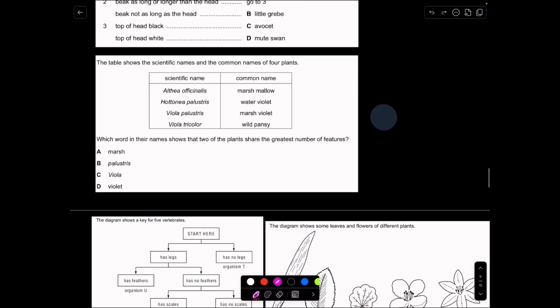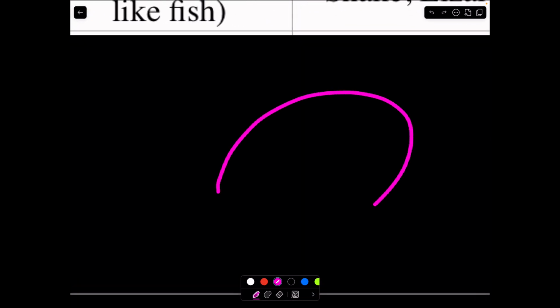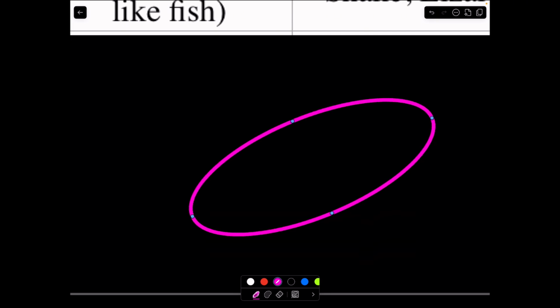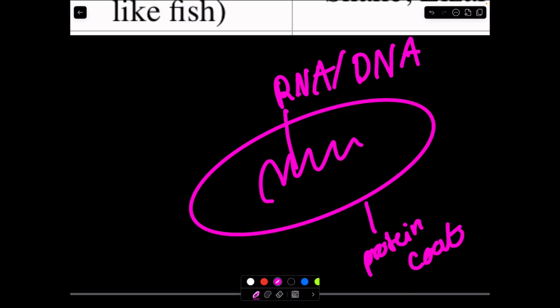So these viruses are basically, let's just zoom in here. They're just a protein coat. Let me draw a better one for you guys. They have a protein coat with genetic material inside. Let's say this is the genetic material, which is RNA or DNA. And they have something outside called a protein coat. And that's all you need to know.